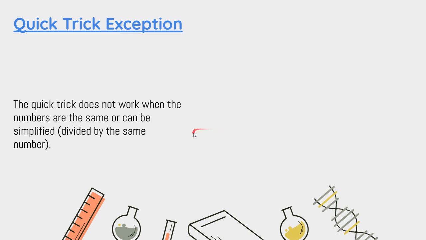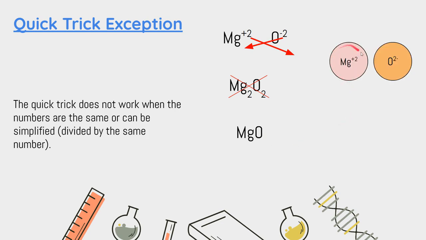However, there is one exception to the quick trick. This quick trick does not work when the numbers are the same or they can be simplified or divided by the same number. For instance, magnesium and oxygen both have a +2 and a -2 charge. If I do the quick trick and switch the charges, I should get Mg2O2. That is not the case though. I really only need 1 of each. And the reason should be obvious if we use our first way of calculating this. Mg2+, O2-, these automatically balance each other out with one of each atom.